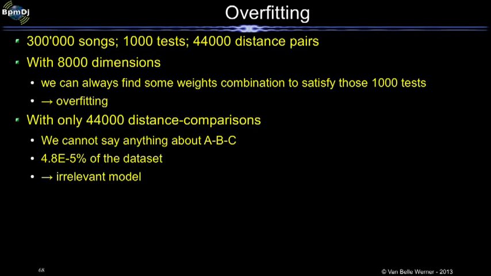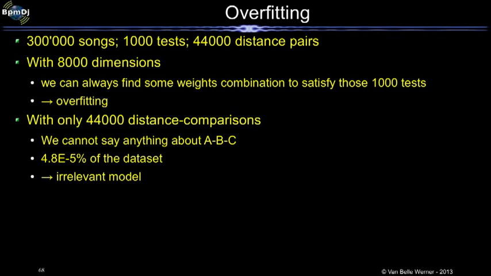Now a new problem dawned: overfitting. With 8000 dimensions, and thus 8000 weights, that we could tune, we could always find some combination of weights that would satisfy the 1000 sets we had. Actually, we could find some weights that would only satisfy the 1000 tests we had. This was because the learning algorithm would cleverly make use of noise in the dataset to actually make it fit.